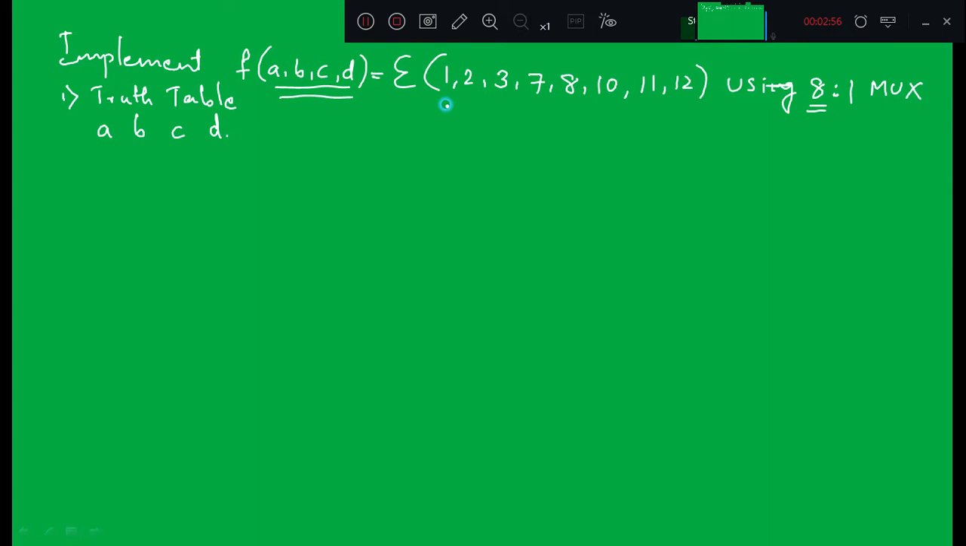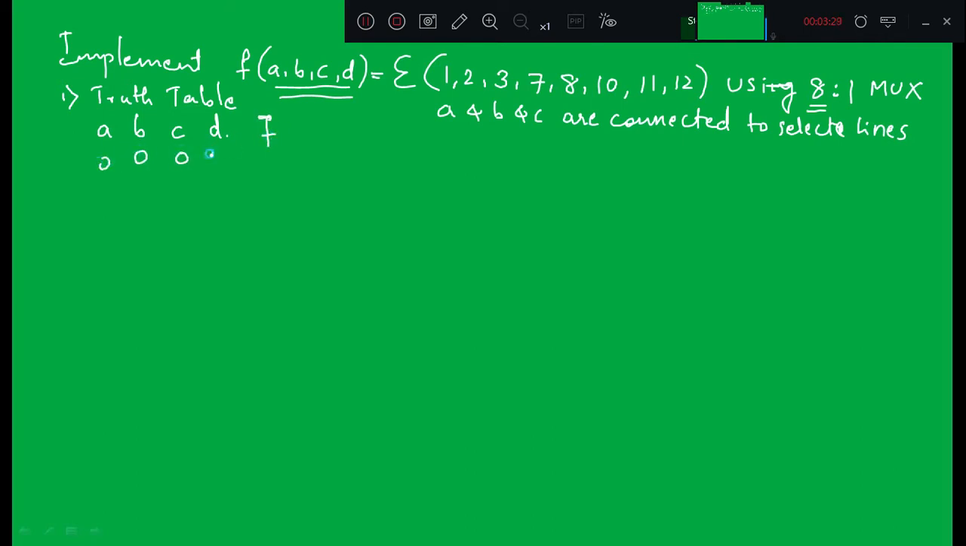So here I will assume A, B and C are connected to select lines. I am going to connect A, B, C to select lines, then I'll design this function. D will be connected to the data line. So the remaining input D is going to appear on the data line. Let us solve this.